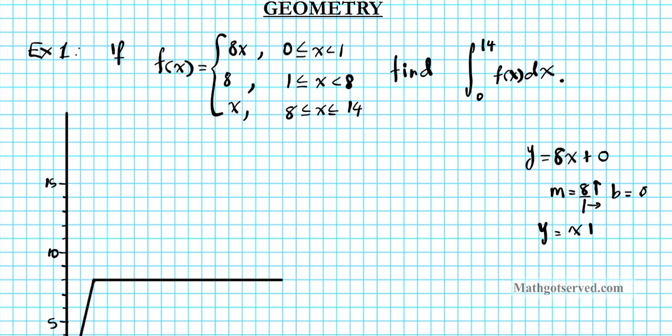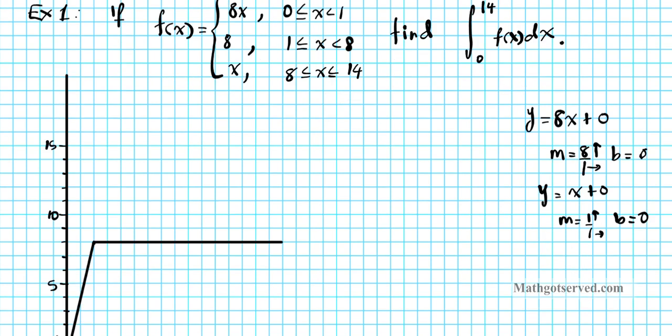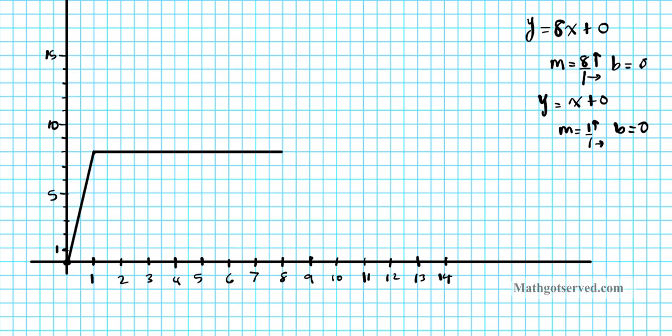In this case, x plus 0, the slope is 1 over 1, and the y-intercept is 0, so you're going to rise 1 and run 1 from 8 all the way to 14. So from 8, we rise 1, run 1. It's slightly skewed and exaggerated in the y direction, because 2 boxes correspond to 1 unit in the x direction.